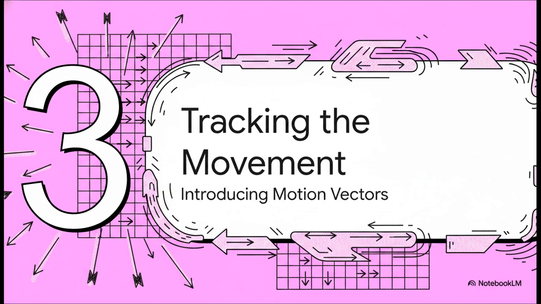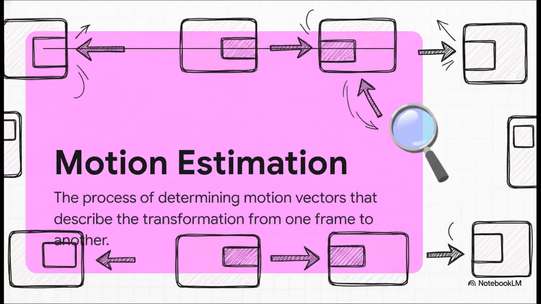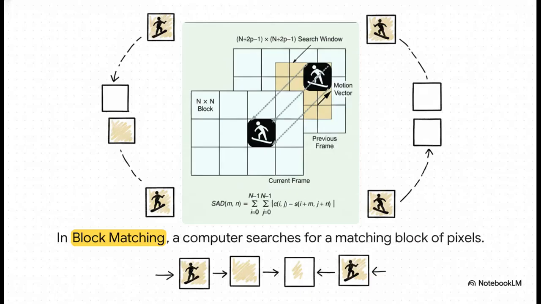This brings us to the whole idea of motion vectors. This is how we go from just seeing change to truly tracking it. This whole process is called motion estimation, and the goal here is to create something called motion vectors, which you can just think of as little arrows that tell us exactly where a piece of the picture moved from one frame to the next.